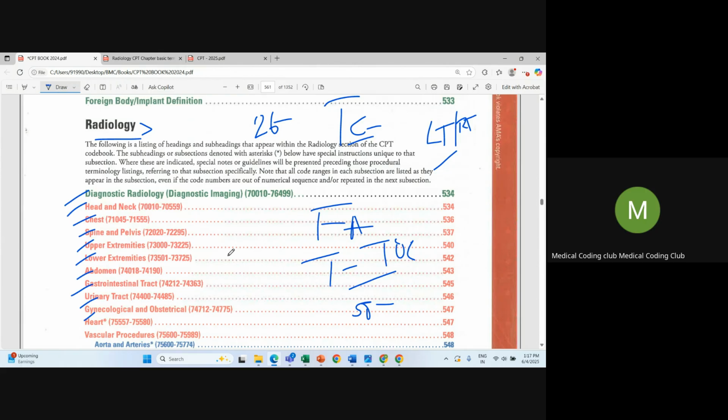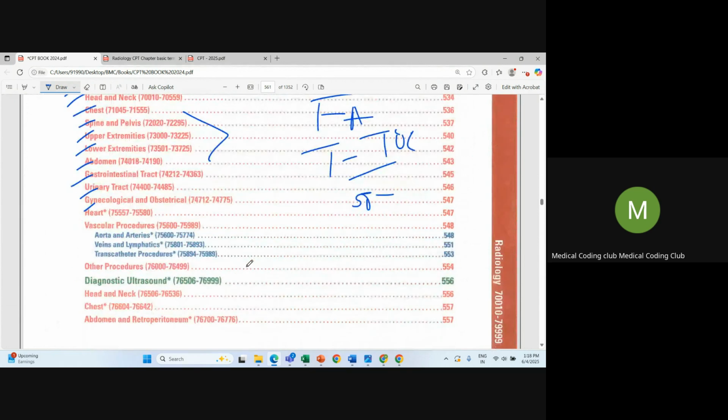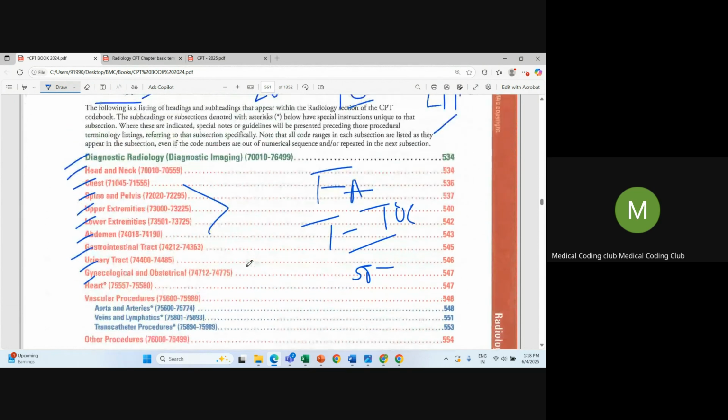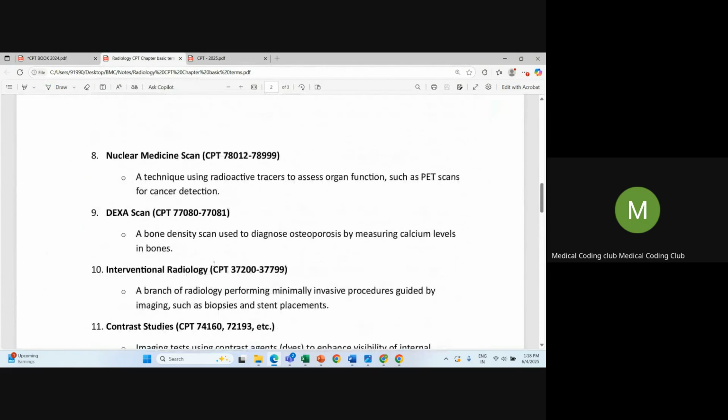And with the anatomical site, you should also check the views, how many views they have taken. Okay, two view x-ray, one view x-ray, or laterals x-ray. And they'll mention how many views they took. So radiology codes also will vary on the views. Okay, that is important. And one more thing under diagnostic is contrast material. Okay, so before that, I'll tell you what is X-ray and what is MRI. So let's see all those.